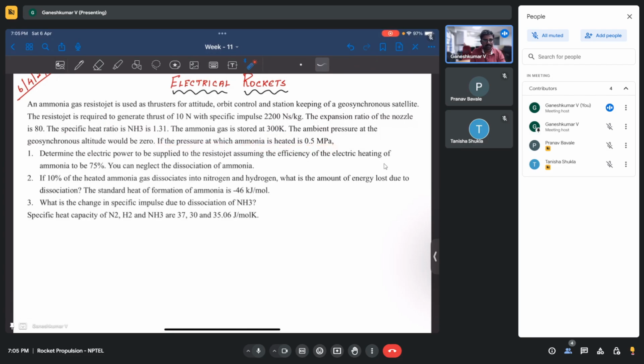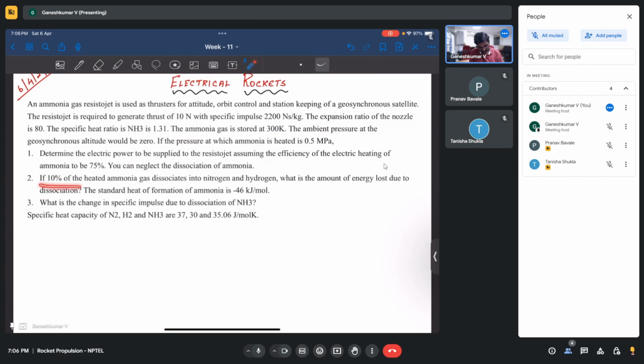If the pressure at which ammonia is heated is 0.5 megapascal, which is nothing but the chamber pressure, what we are asked to find is the electric power required for the resistojet, I mean the amount of electric power we need to supply for heating the ammonia gas. We need to assume an efficiency of 75% for that. While heating, the temperature is going to reach very high values like 1000, 1500, 2000 kelvin, and dissociation of ammonia can happen, because it's a gas. So for the first question we are going to neglect the dissociation and find the amount of power required.